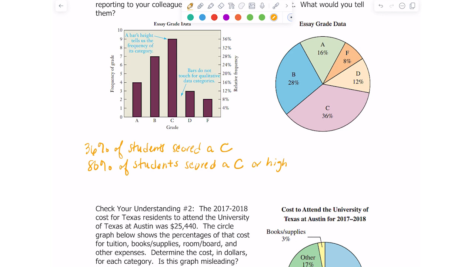Now, if I jump over to the circle graph, if you don't want to read the relative frequency from the bars, this is kind of what a circle graph is set up to do. It makes it much easier to look at relative frequencies. So here it's easy for me to count 36 plus 28 plus 16 to easily get 80%.